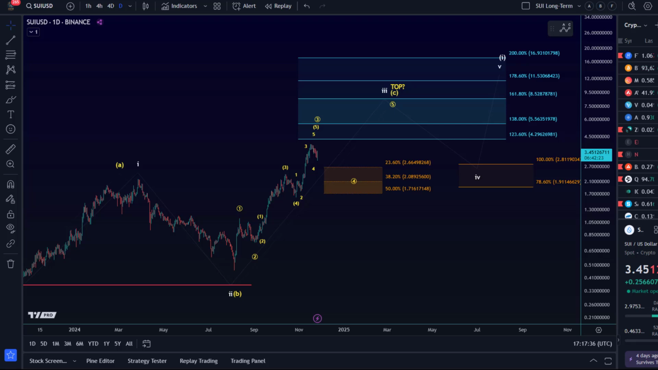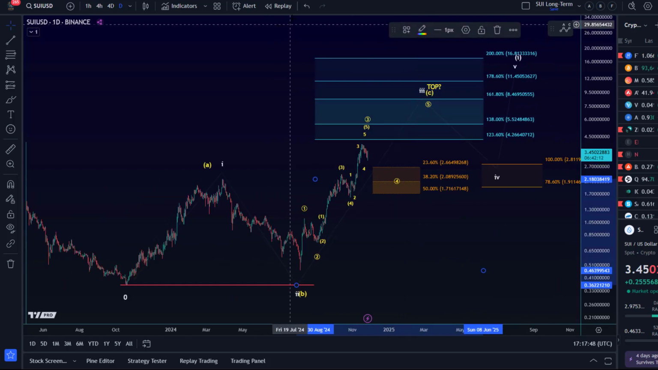We are currently on the larger time frame. Just want to zoom out. Sometimes it makes sense to take a look at the bigger picture. The idea is there are two wave counts here. Then afterwards, by the way, we're going to take a look at the microstructure as well. But don't forget about the bigger picture, right?